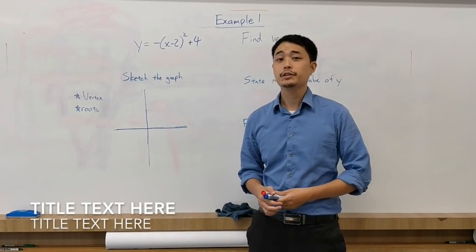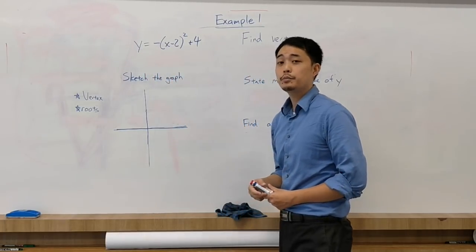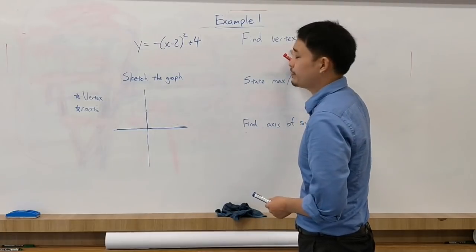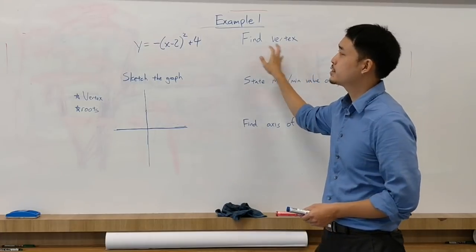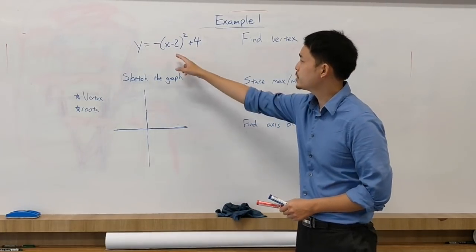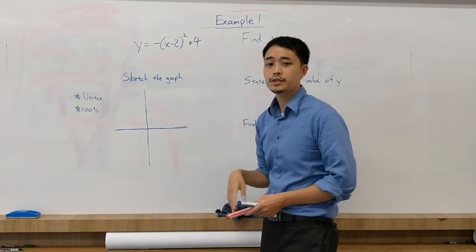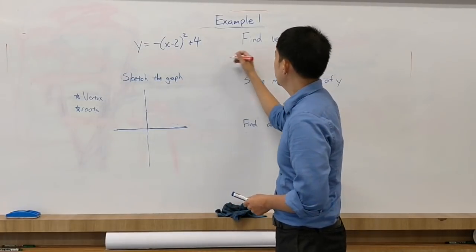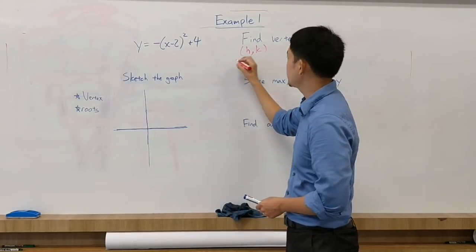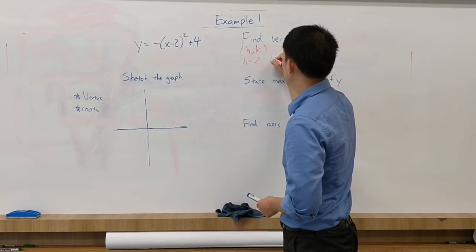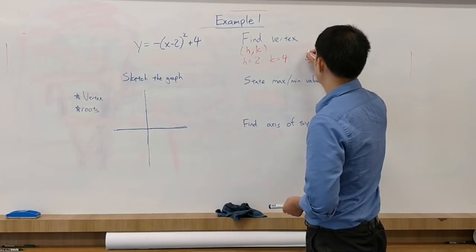Okay guys, so let's take a look at this example. We have an equation here, y equals -(x minus 2) squared plus 4. And what we want to do is find a number of things related to this equation. So the first thing they're asking us for is to find the vertex of this parabola. Now as you can see, this equation is already in vertex form, (x minus h) squared plus k form. So the vertex is (h, k), and in this case h, remember, flip the sign, so h equals 2 and k equals 4. So that means our vertex is (2, 4).